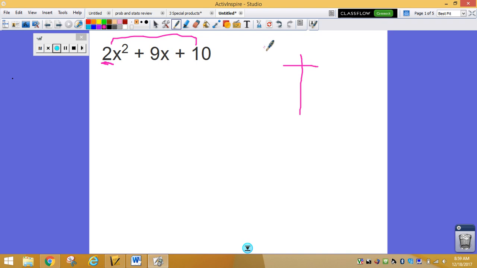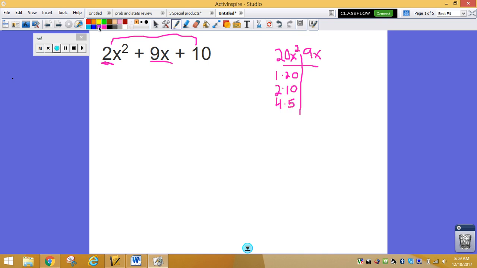So 2 times 10 gives me 20 x squared. And then just like before, your middle term goes here on the right side. Again, nothing changes. We're going to do the factors of 20. What can we multiply to get 20? Well, we could do 1 times 20. We could do 2 times 10. We could do 4 times 5.